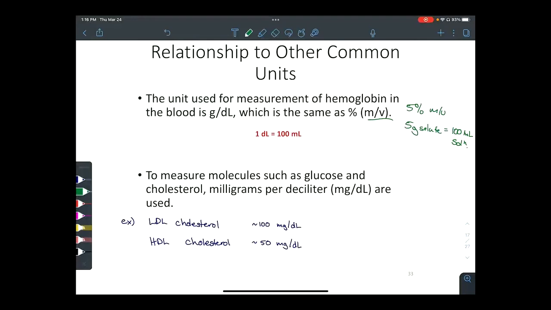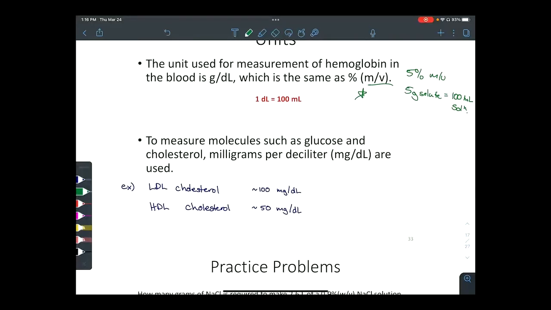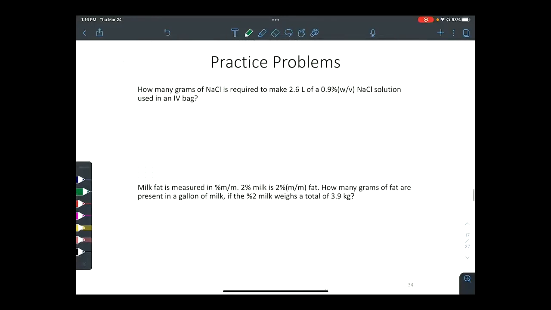I looked up normal ranges for cholesterol, for example. So LDL cholesterol, that's the good cholesterol, right? It's the low density lipid. Versus HDL cholesterol, that's the bad cholesterol. High density lipids. These are healthy human ranges for cholesterol. Note here how it's in milligrams per deciliter, but it's equivalent to percent mass over volume as well. So that's just a side note. We will be mainly working with these percentages. I just wanted to point that out for you medical folks.